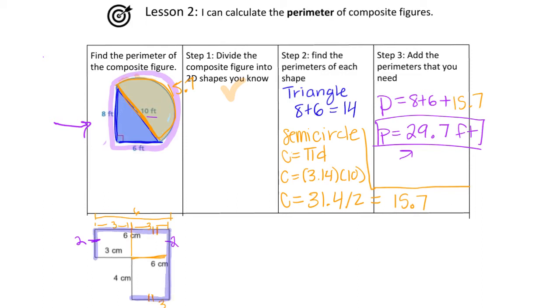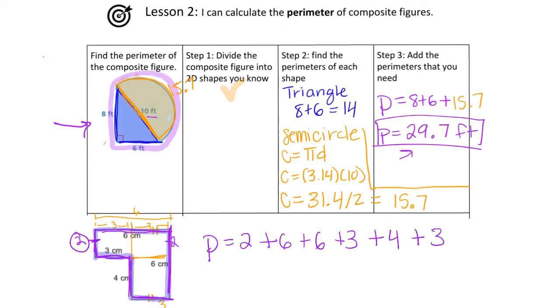I'm going to outline the perimeter just to help you visualize what parts you need. Since this one's not a semicircle or anything, I can just add all of them together. So starting here, my perimeter is 2 plus this side is 6 plus this long side is 6 plus down here is 3 plus this side is 4, and our last one right here is 3. And so now I've connected the whole shape. So I'm just going to add all of those together.